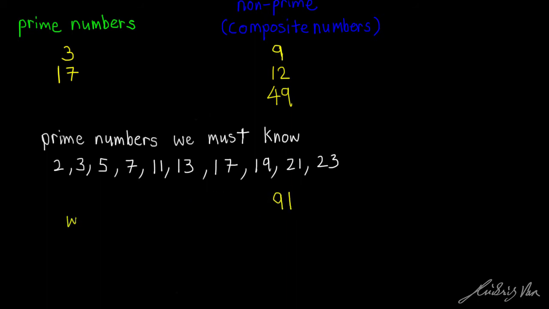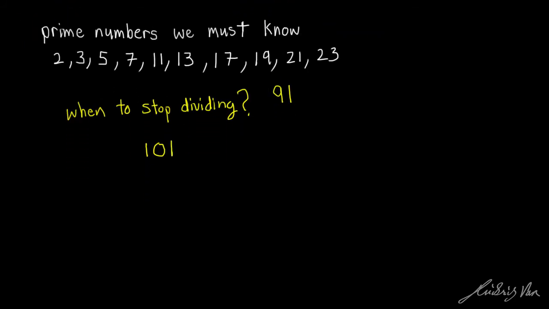Now you might want to ask, hey yo Mr. Nice Guy, how do we know when to stop dividing if the number is a prime number? Because you will never get a whole number if it's a prime number. And the answer to that is actually quite simple. We just have to square root the number that is given. For example, if we are given 101, we just have to square root 101.